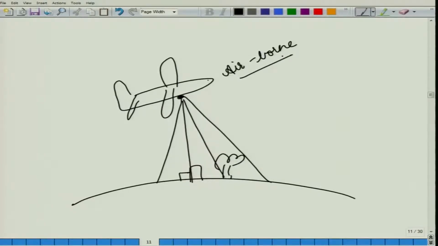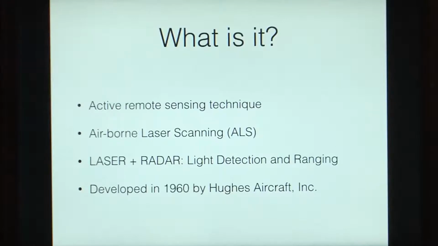Now coming back to the slides, the word LIDAR comes from laser plus radar. Radar technology was developed first, and then people thought about adding laser as the source of energy. Later on this term was also expanded to mean light detection and ranging, but the origin of this term is laser plus radar. It was developed in 1960 by Hughes Aircraft Incorporated.